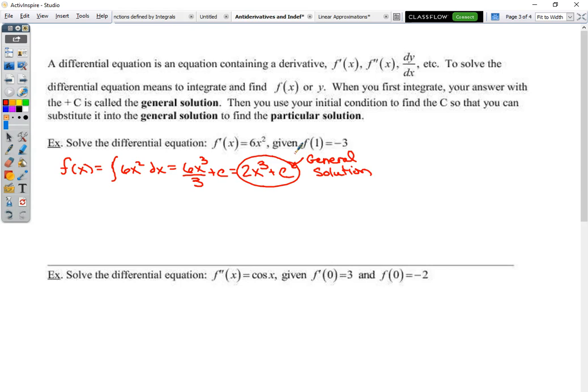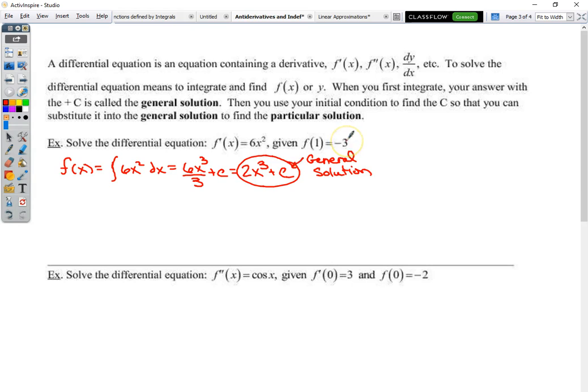Oftentimes there will be sometimes where there will be multiple c's that might work, but most of the time there is a specific c that will cause this general solution to become a very specific solution.